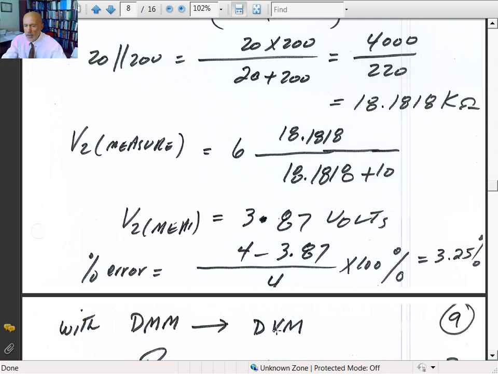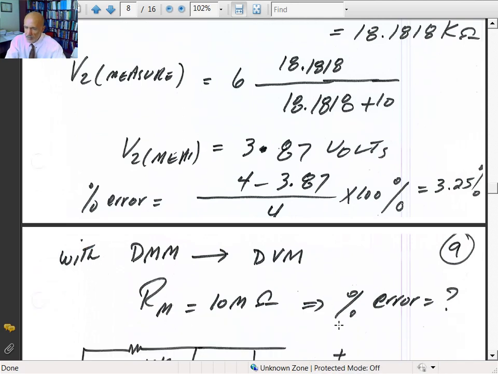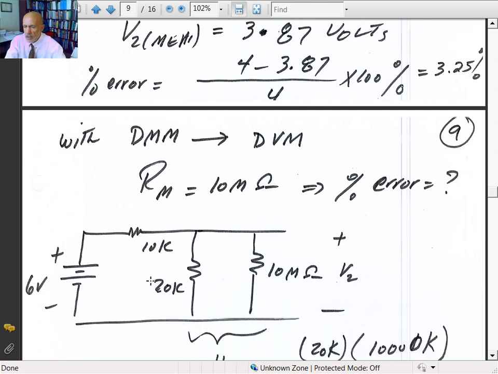Now let's look at the case if you use a digital multimeter. Most voltmeters have 10 to 11 mega ohms fixed internal resistance, and so they'll be more accurate. Then let's see what happens to the percent error. Again, you're going to repeat the same calculation, except the R of the meter is now 10 mega ohms. So it'd be 10 mega ohms with 20K in parallel.